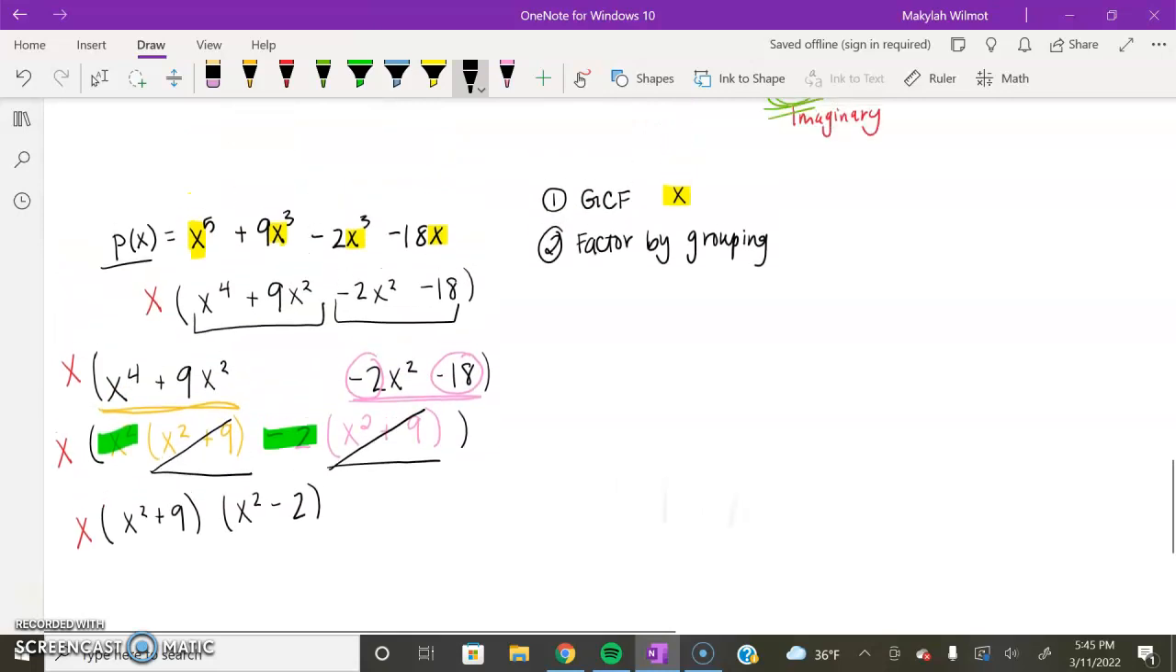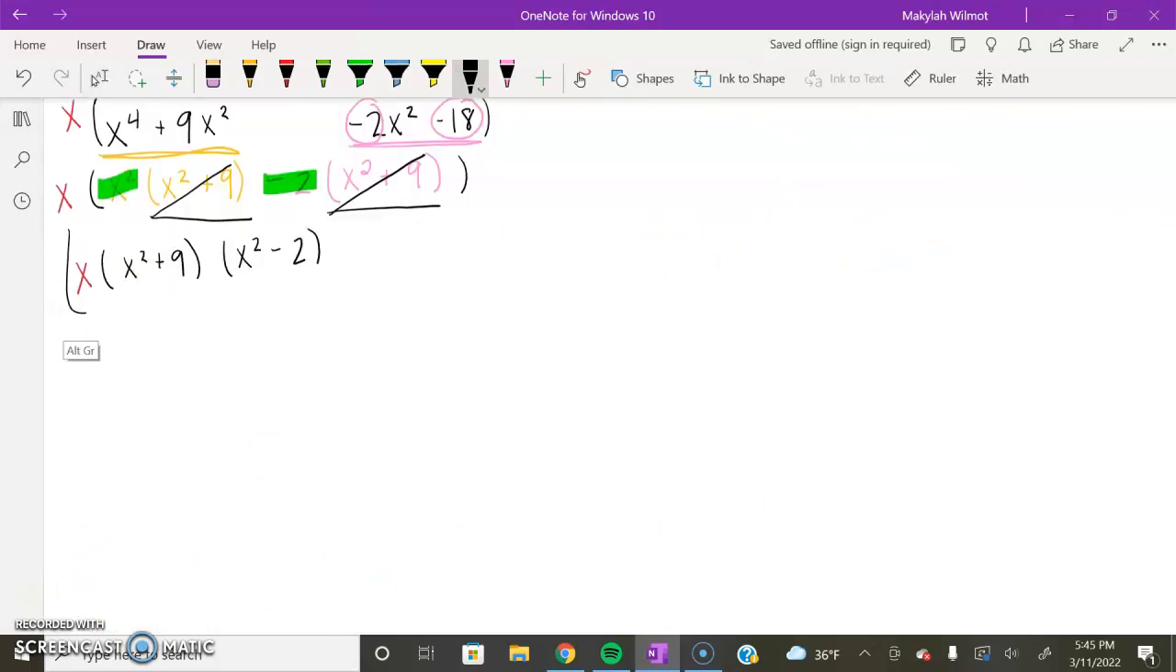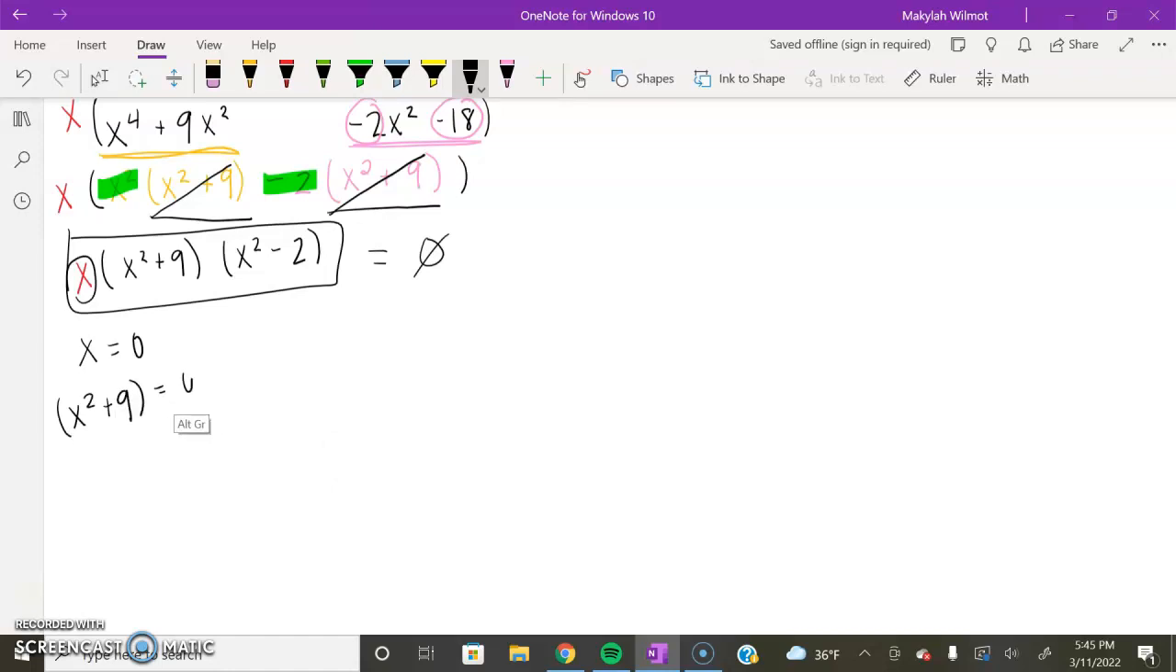So now, if we're finding the zeros, we have to set these equal to 0 to find them. So we have our first factor right here, and so x equals 0. Well, bam, there's one of our roots automatically. Then we have x squared plus 9 equals 0. And then we have x squared minus 2 equals 0.